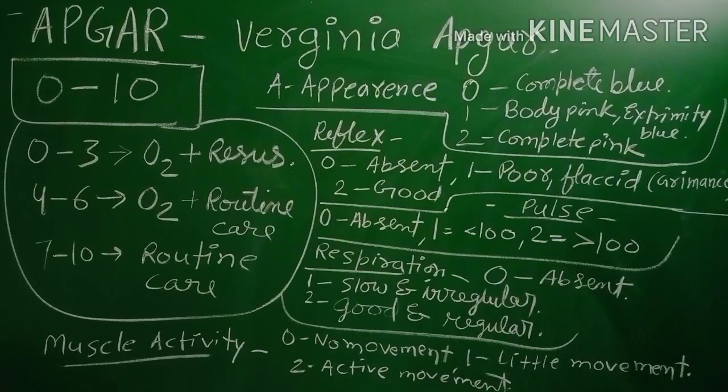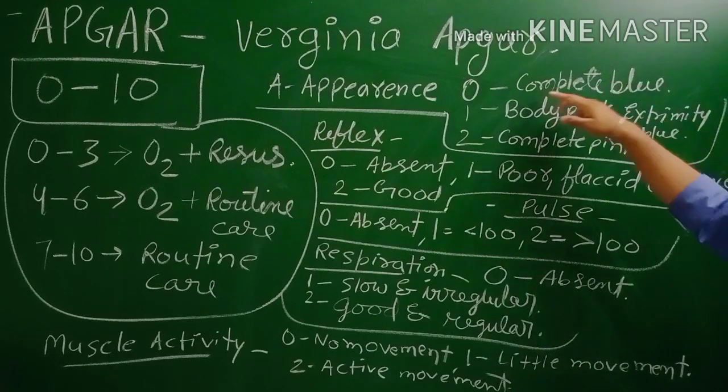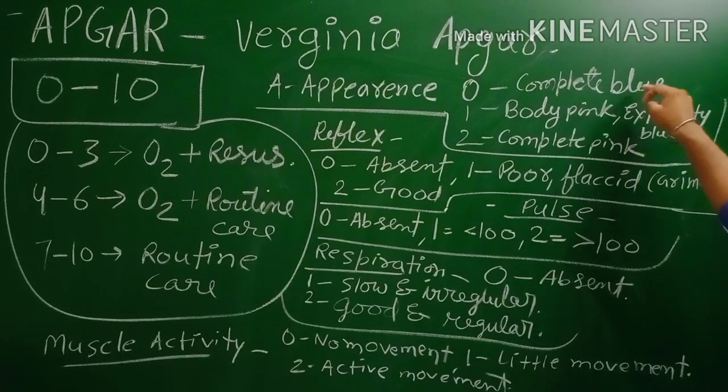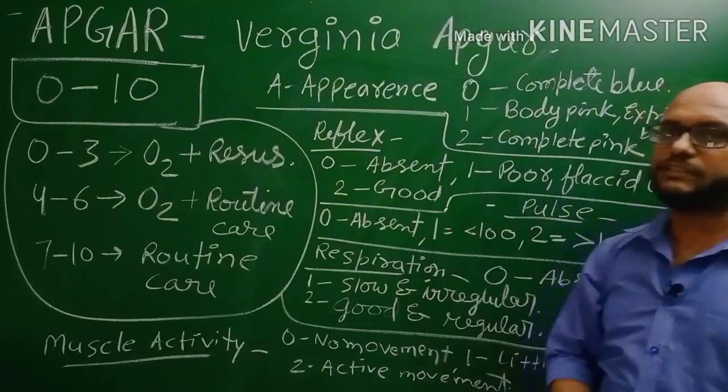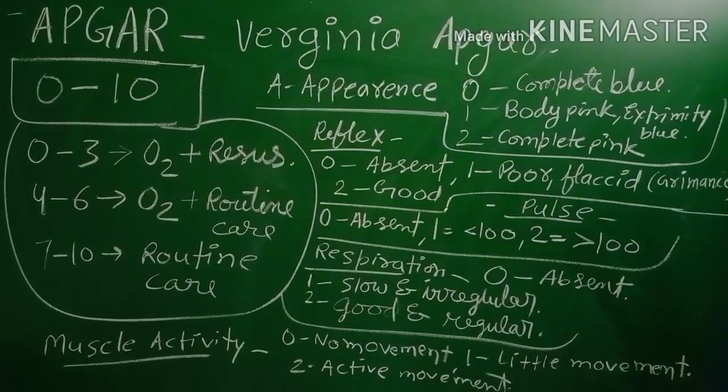Let's first talk about appearance. If the baby has a completely blue body, we will give 0 marks. The baby is in distress. If the baby's body is pink and extremities are blue, we will give 1 mark. If the body and the extremities are completely pink, it means the baby is in good health. We will give 2 marks.